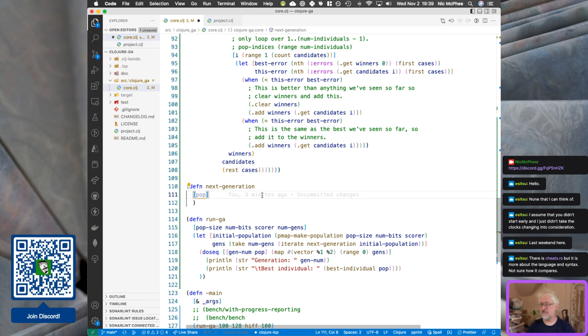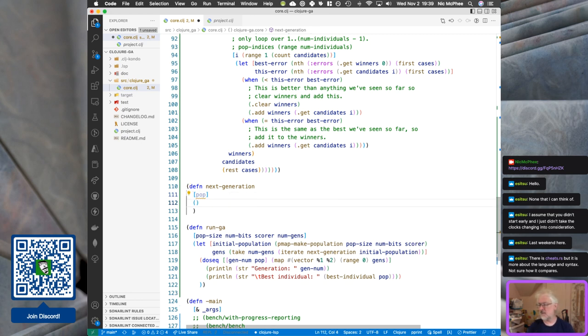Okay, so we want to make a generation. We're going to have to figure out what the pop size is, and that's going to be the length of the current population, which in Clojure is count. In every other language in the universe, it's like len or length. But in Clojure, they chose to use count as the fairly generic, this is how big a thing is. So it works on maps and vectors and all kinds of different things, in the same way that .len in Rust works in all the standard collection types, but they used count. It's a choice.